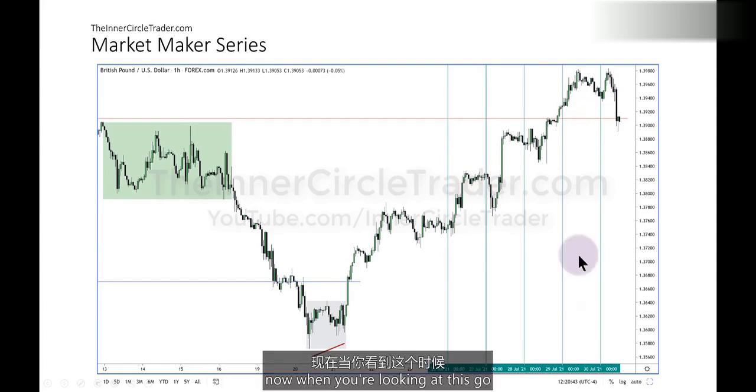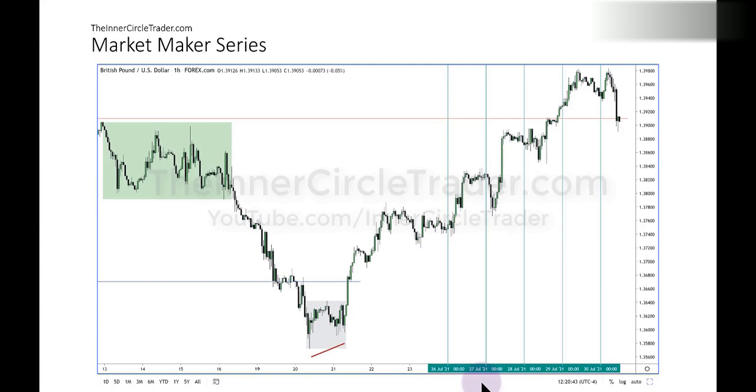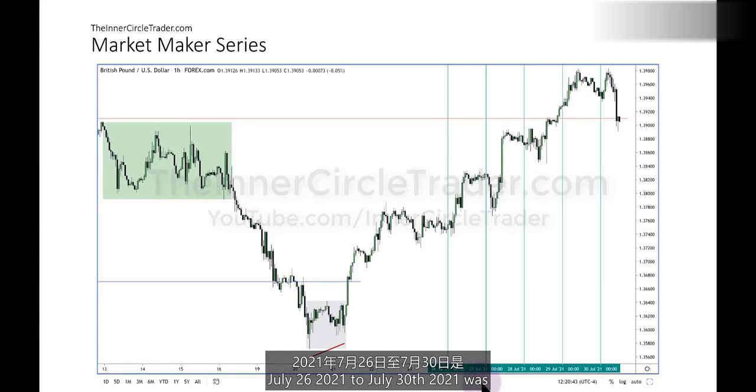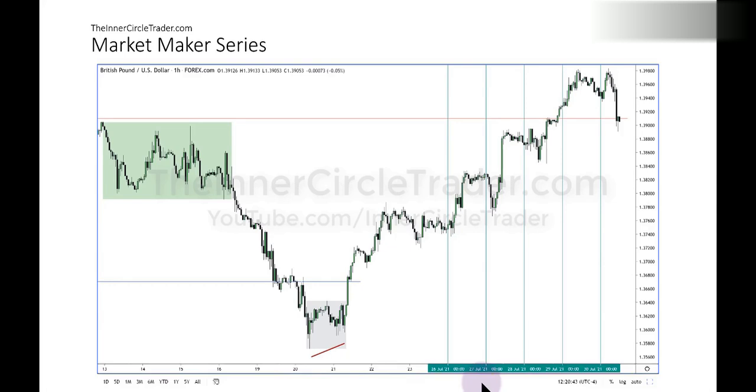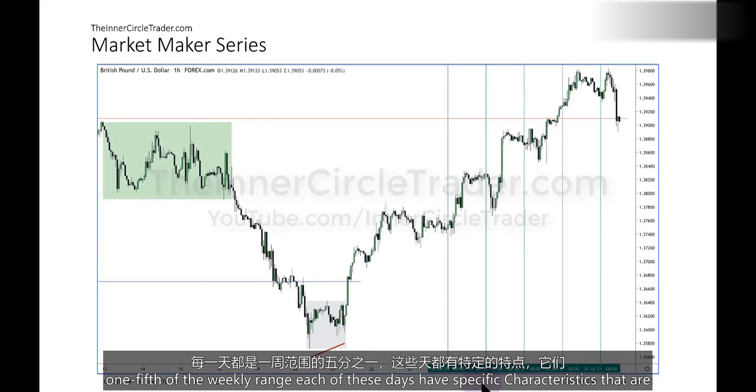Now when you're looking at this, go back and look at your notes, and we've outlined how this week of trading, July 26, 2021 to July 30th, 2021, was bullish for pound dollar. I made the case for it, why it was bullish. I pointed to where it was going to go, how it was going to trade there, and we have it here now in hindsight.